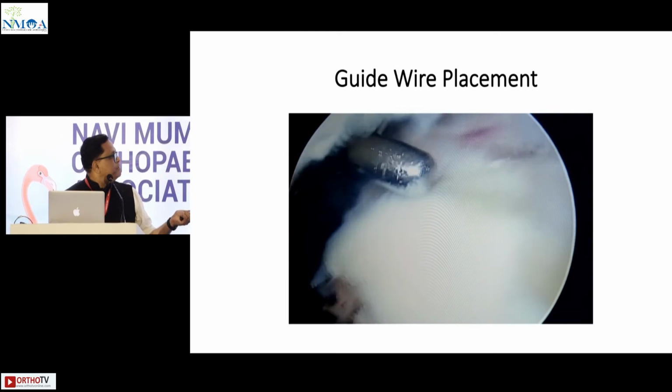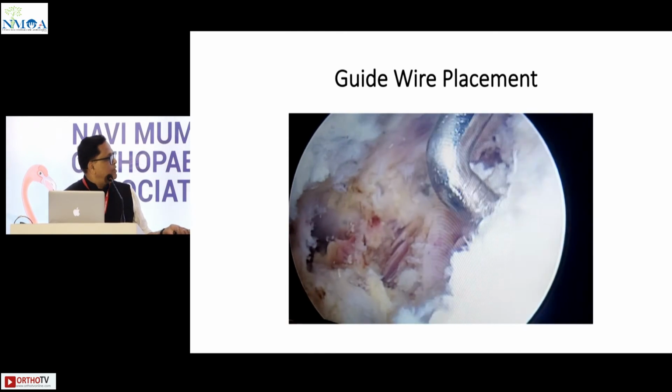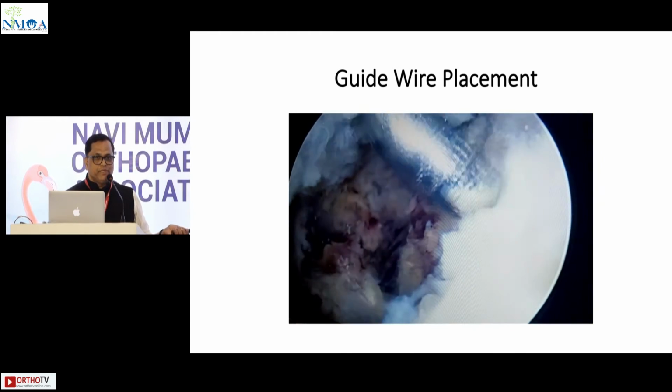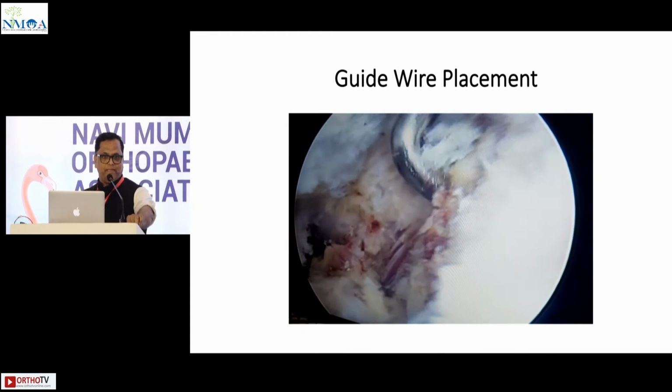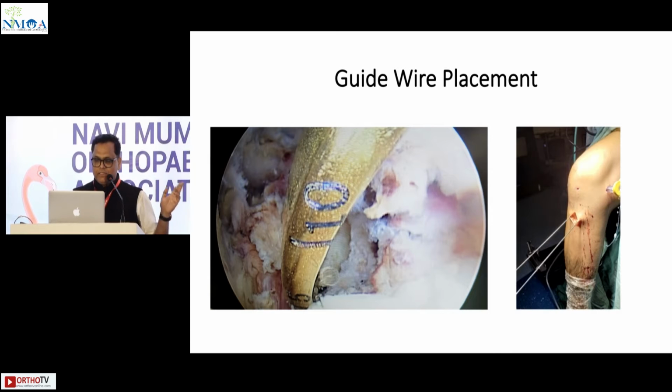This is one guide wire here. I am not using a 4 mm drill, only 2 guide wires, placed below the fracture line, below the fracture bed, 1 or 2 mm below the fracture on both the medial and lateral sides of the fracture bed. These are the 2 guide wires, at a distance of almost an inch.